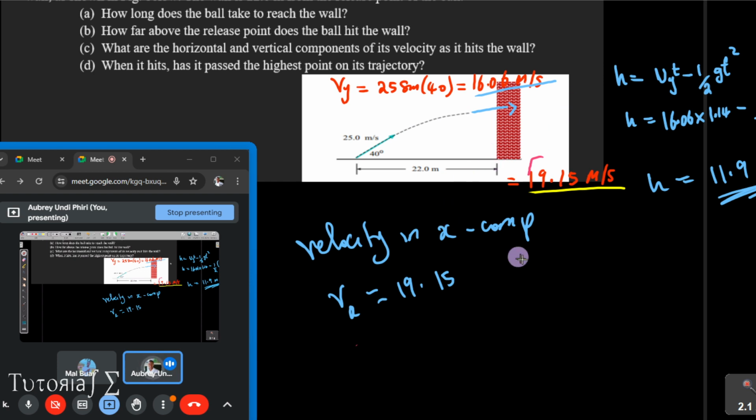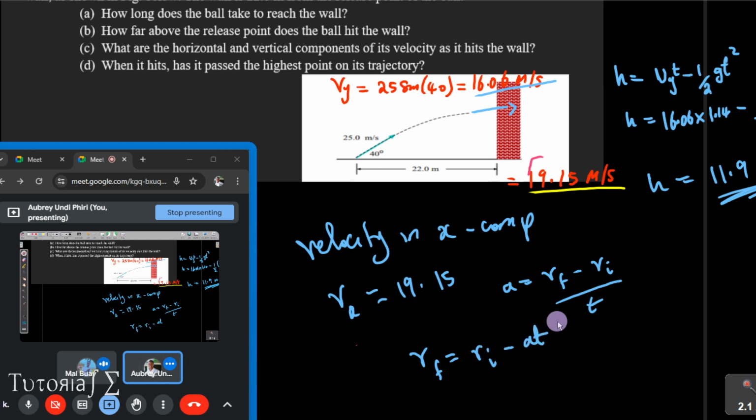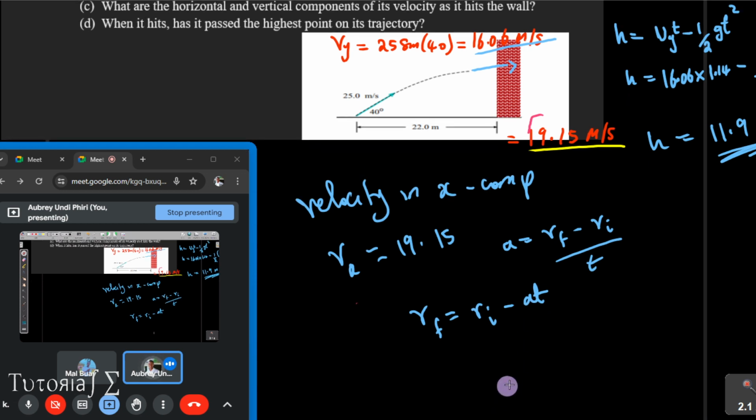Basically, we can simply use the formula: acceleration is equal to v final minus v initial over time. Making v final the subject of the formula, v final will be equal to v initial minus at, like that, right? So we are looking for the final velocity.